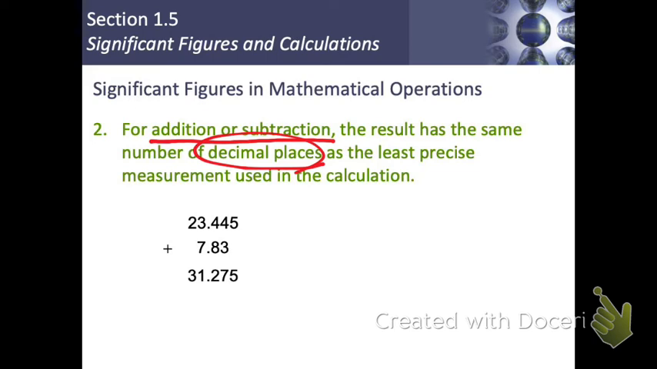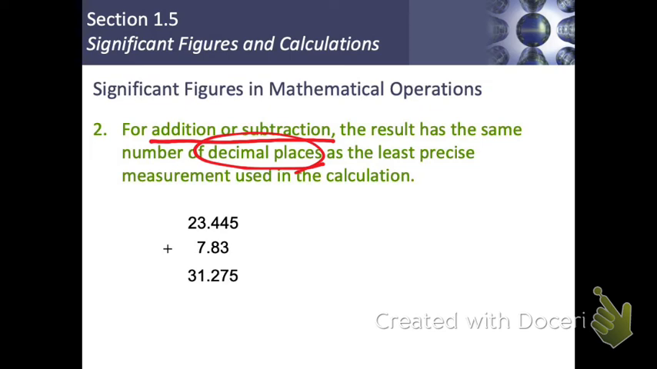Okay, so with multiplication and division, we were concerned with significant figures. And now with addition and subtraction, we're concerned with decimal places. It's really tricky and kind of a difficult thing to remember because when we talk about sig figs, we want to count sig figs, but this one is decimal places. So highlight that one if you really want to. That's an important one.